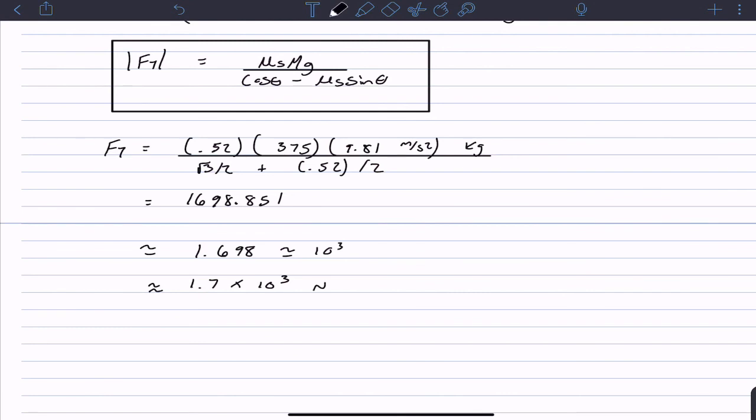Let's double check that. So we have this cosine theta term and the sine theta term. Those are unitless. This coefficient is just a number. That's also unitless. And then we have a mass, kilograms times meters per second squared. Kilograms meters per second squared. That's a newton. So our units of newton work out. So this is the answer that I found.